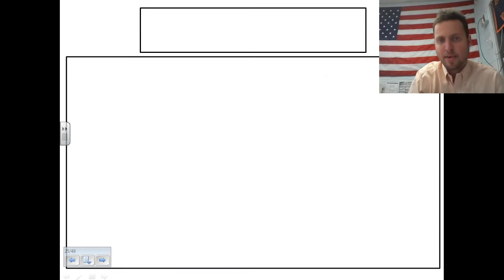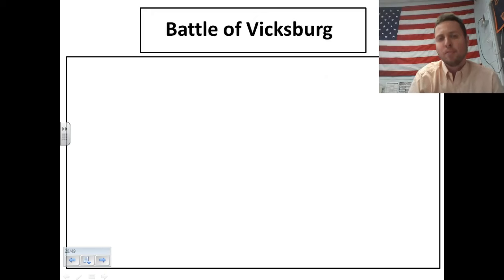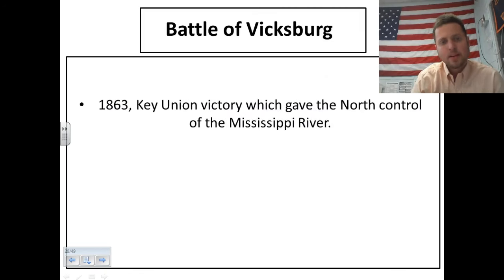Sweet, good, great. You want to make 4 note cards? I want to make 4 more. Please put the Battle of Vicksburg. V-I-C-K-S-B-U-R-G. In Vicksburg, Mississippi. Cool, you ready? Please put 1863, key Union victory, which gave the North control of the Mississippi River.